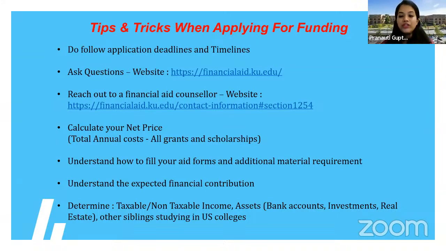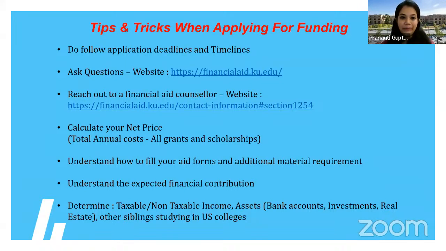Also, when you're applying, I did mention and talk about budgets, but it's very important for you to calculate what your net price is going to be like. So you have your total annual costs, and then you minus all the grants and scholarships, and then you know what your net price is. So at some point you would have to contribute something from your family.